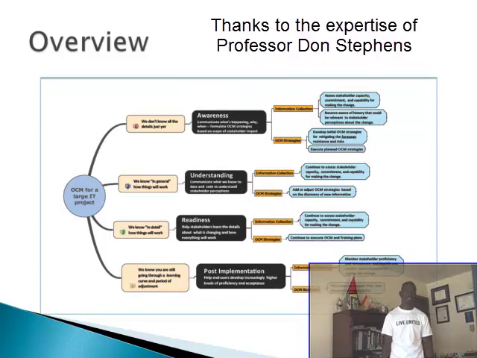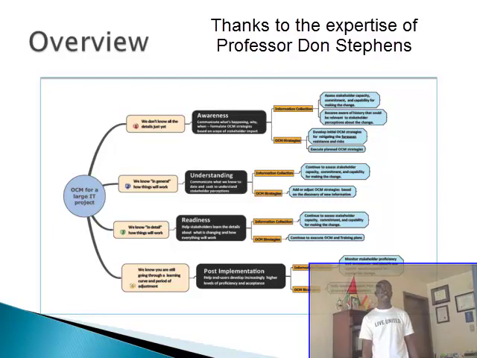this manner, a chart that breaks out individually what is done in each stage, and how each stage is defined as one develops an OCM project. The awareness stage is the first that we will discuss, and then we'll talk about understanding and readiness and post-implementation.